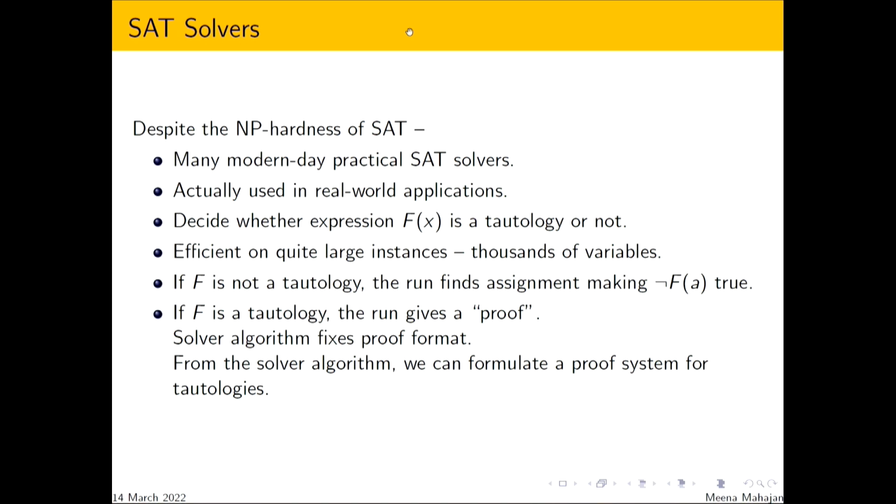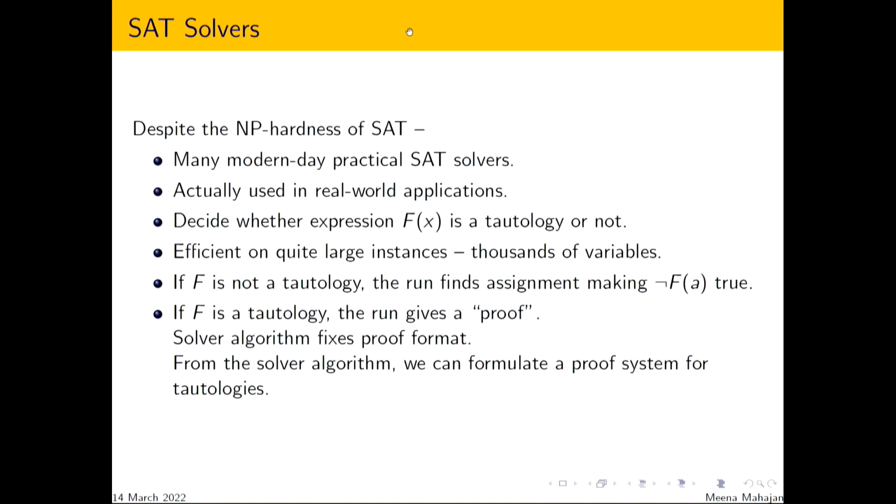So the way these solvers run, at the end of the run, if the given formula is not a tautology, then typically the solver gives you an assignment. When it stops, it says, look, here is this assignment on which that expression is false. That's why I'm saying that f is not a tautology. So it gives you the witness. Okay? So that will be a proof that f is not a tautology.